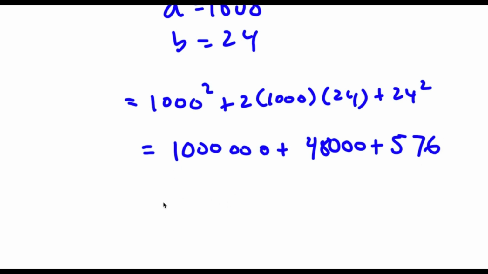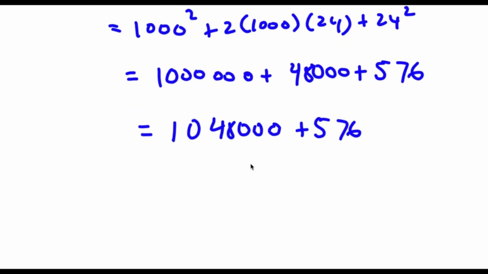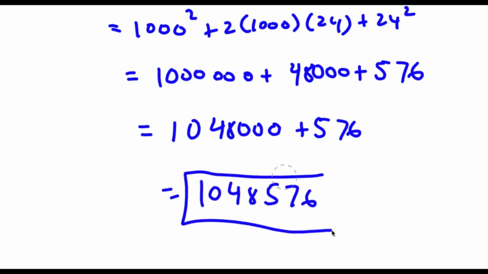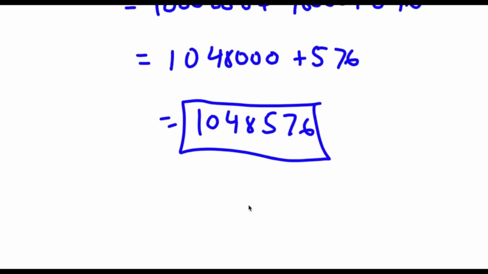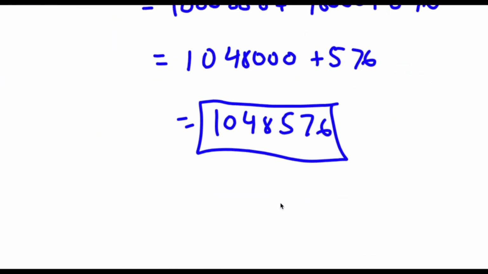Now, if I add all of these, well, 1 million plus 48,000 is simply going to equal 1,048,000 plus 576. And 1,048,000 plus 576 is simply equal to 1,048,576. So this is our answer. However, remember, we have this minus 11.